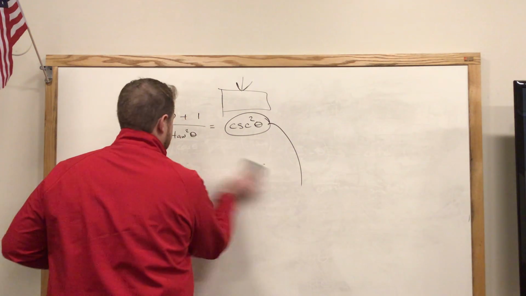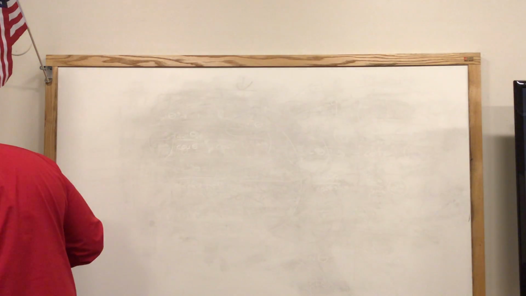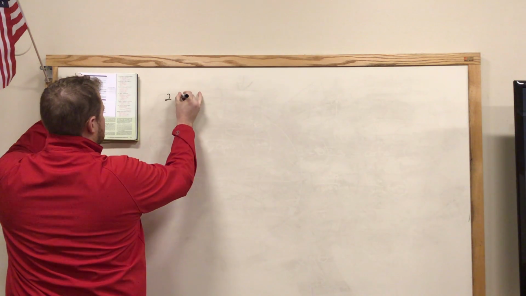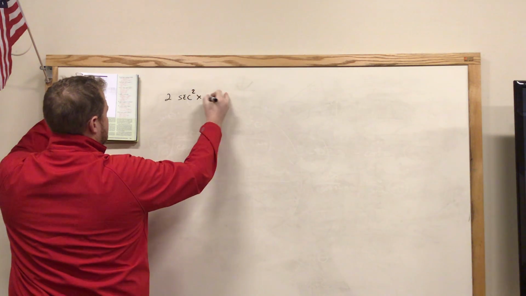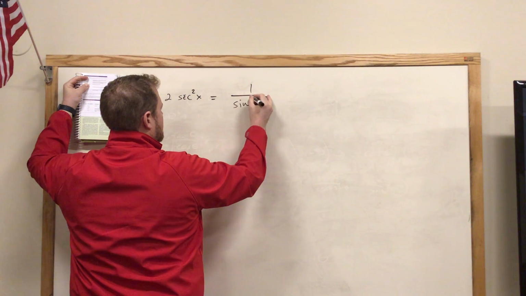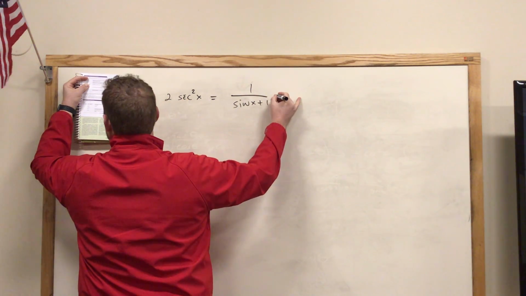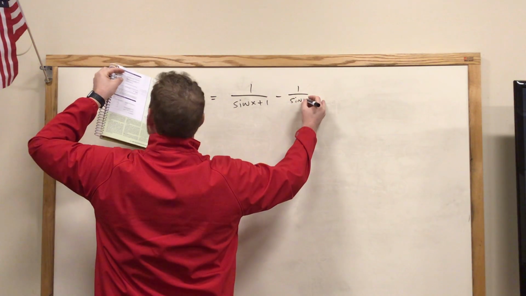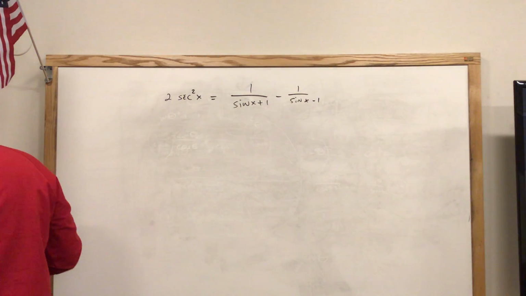So let's do another one. This is where it gets really fun, guys. You guys are really going to enjoy this, I have a feeling. So 2 secant squared x equals 1 over sine x plus 1 minus 1 over sine x minus 1. So, what do we do?